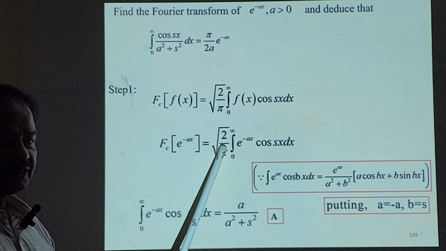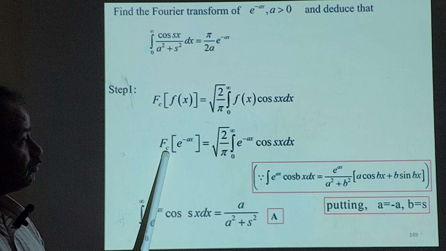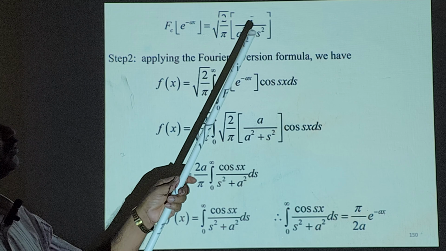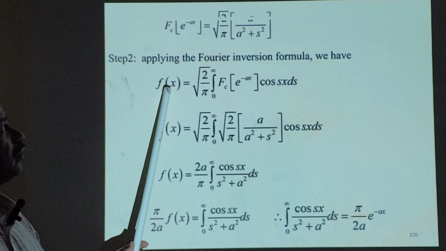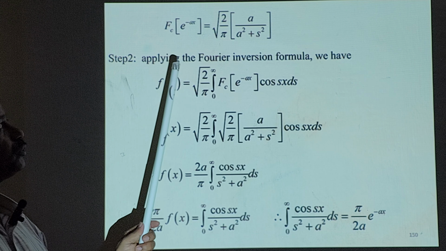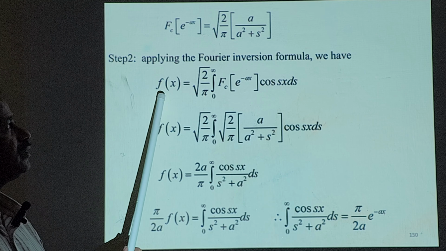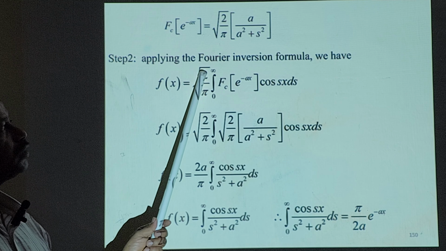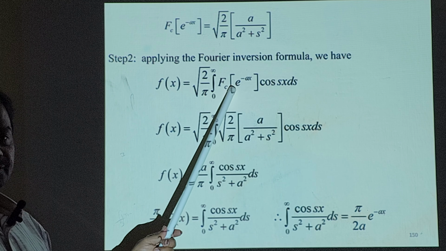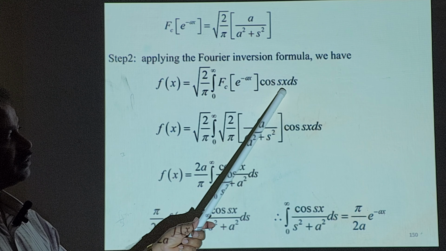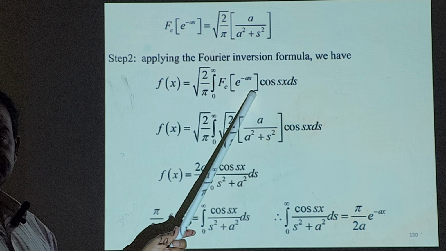This multiplied by this will give you the complete Fourier integral. Okay, so this is nothing but this. Now you just apply, this is step 2, the Fourier integral inversion formula. So that will give us f of x equal to root of 2 divided by pi, Fourier integral cos sx dx, and of course we have found out this.